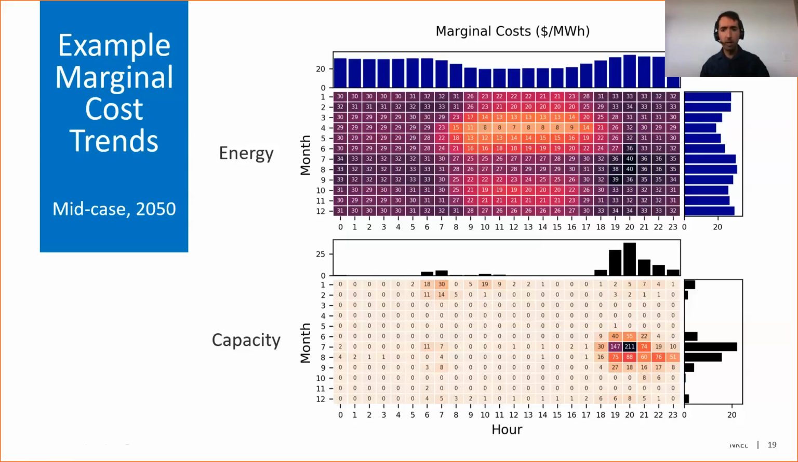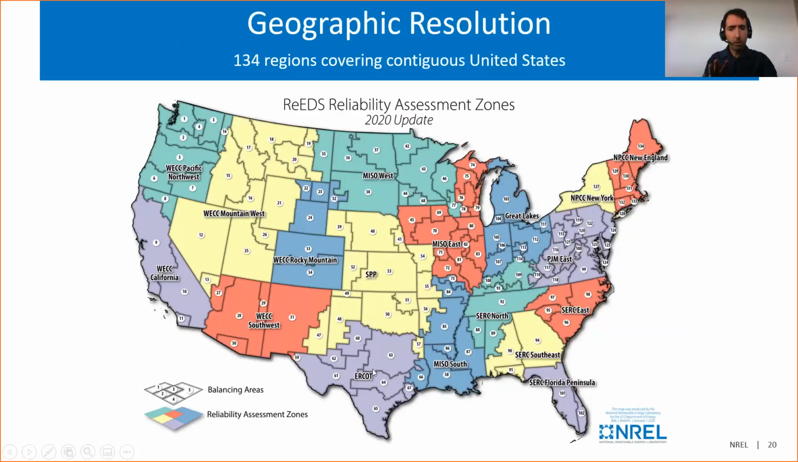I do want to specify that what we're looking at right here is just a national average, just for convenience. We do run the model at the resolution of 134 regions. We call them balancing areas. They're sort of similar to real-world balancing areas, but they're not exactly anything. They're kind of a compromise between load and resource regions and a bunch of other things.